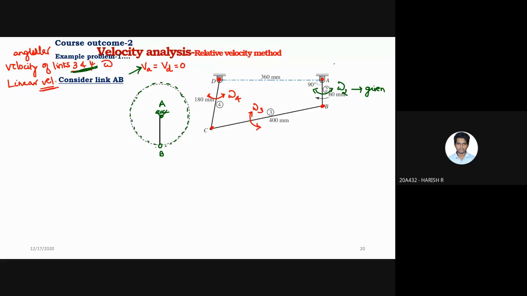Velocity of point B, how to find it? I told you in the previous slide. Sir, we should use the formula. Yes, velocity of point B.